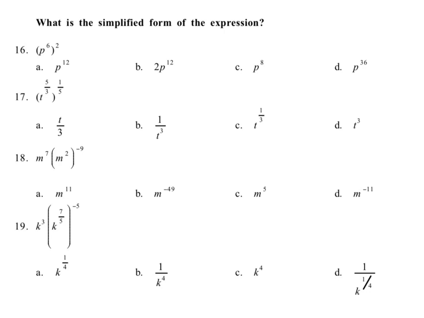Okay, what's the simplified form of the expression? And what we're seeing here is that we're raising a power to a power. So essentially what we've got for this one is p to the 6 times 2, because whenever you raise a power to another power, you multiply the exponents, and you get p to the 12th. That is a. And we'll keep doing the same thing.